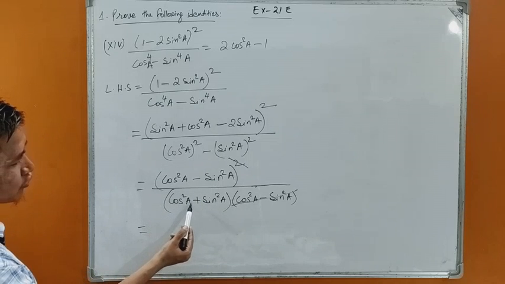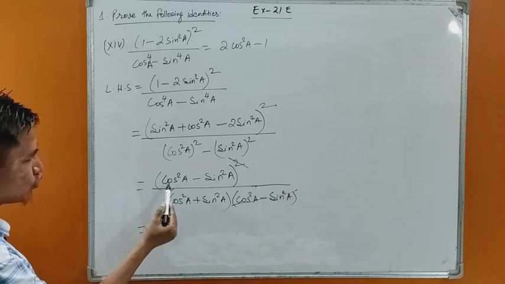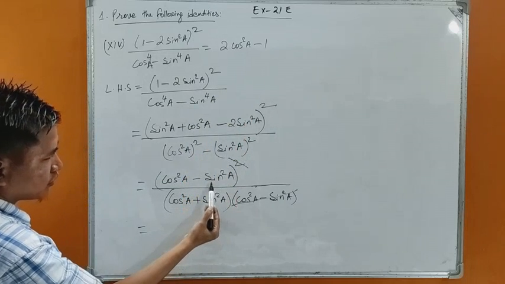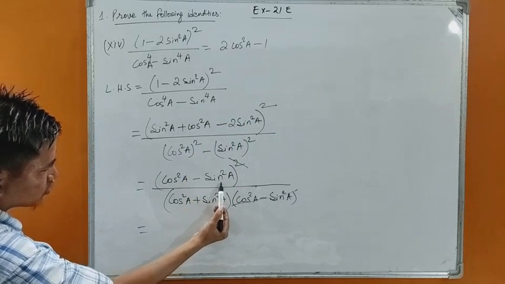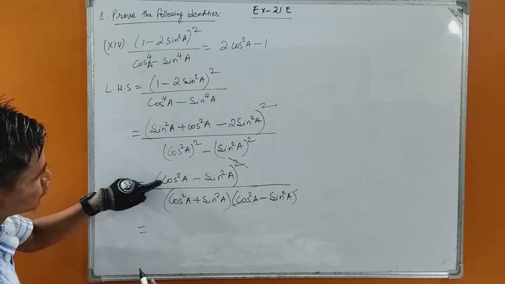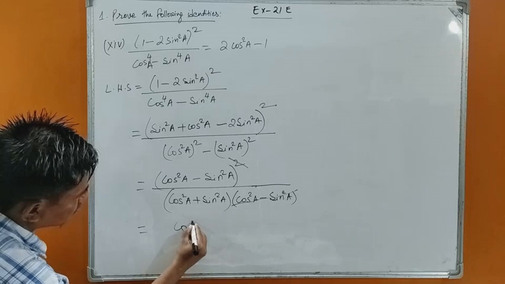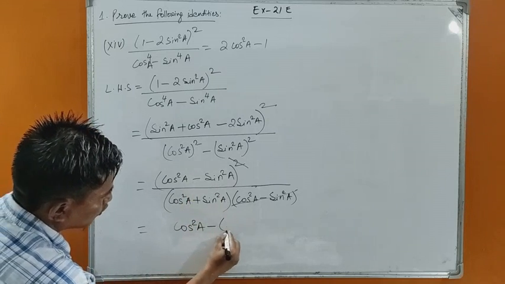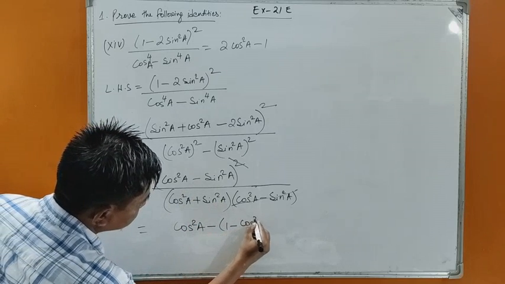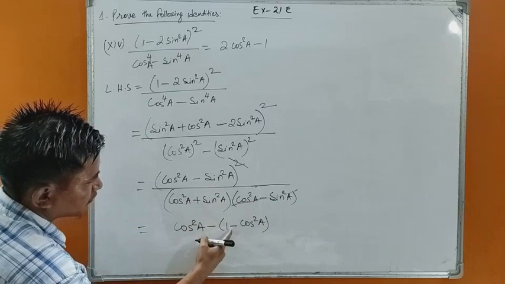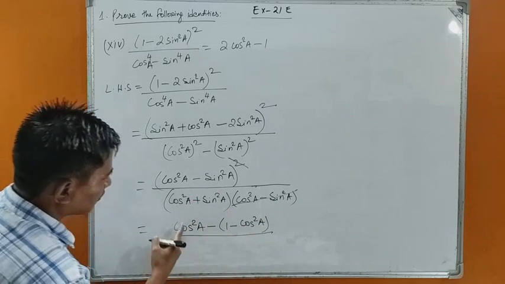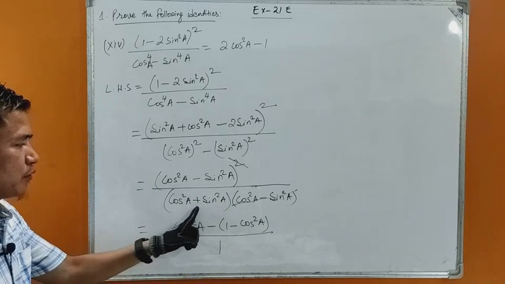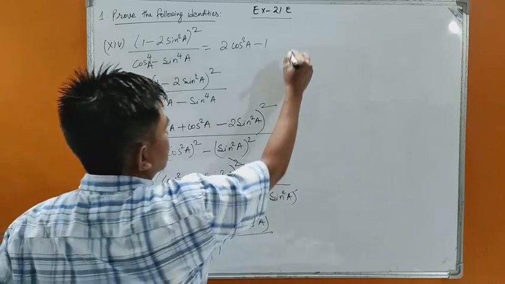In the denominator we have cos square a plus sine square a. In the right hand side we need cos square a, so let's convert this sine square a to the cos square form. Cos square a minus sine square a means cos square a minus (1 minus cos square a), since sine square a means 1 minus cos square a, upon cos square a plus sine square a, which means 1.